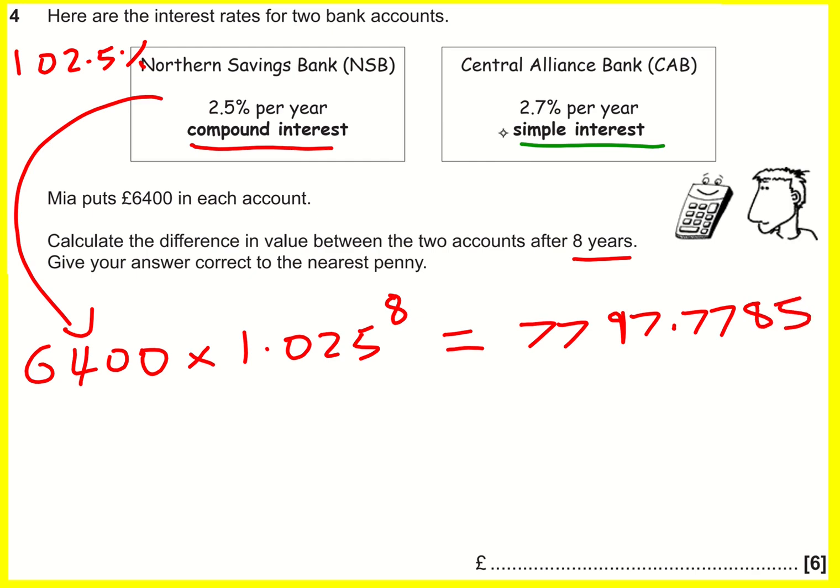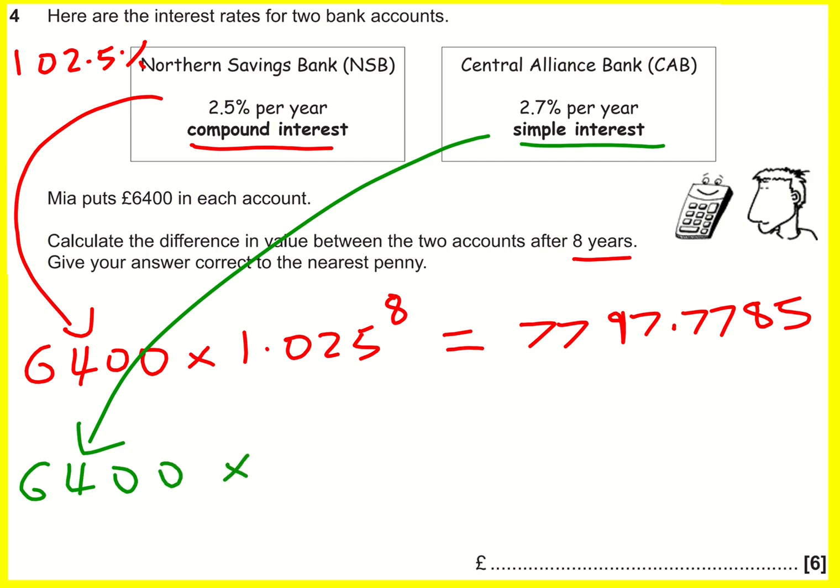Right, now we look at simple interest. This is when you actually don't get interest on your interest. So you would find out what 2.7% was. Actually, I don't want to use that multiplier.